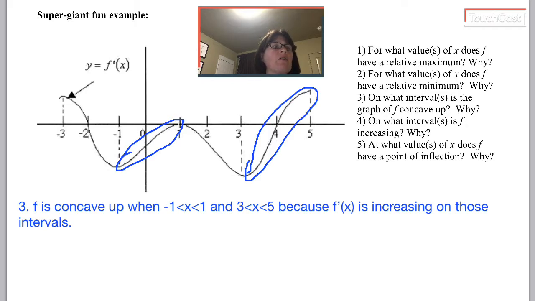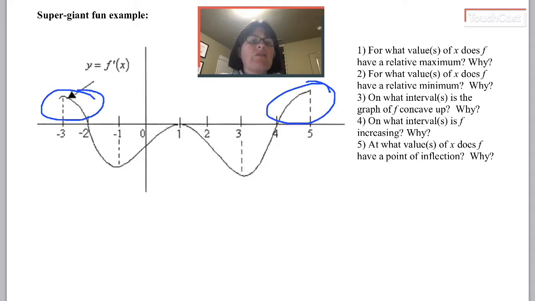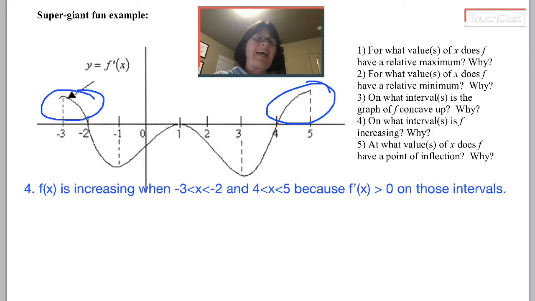So this next one, on what intervals is f increasing? Well, a function f is increasing anywhere its derivative is positive. So I'm going to look for where f prime is positive. That means f prime is above the x-axis. Well, that's here and here. So there's my answer for number 4. Here's my statement. f of x is increasing when x is between -3 and -2, and x is between 4 and 5, because f prime of x is positive. f prime of x is greater than 0 on those intervals.